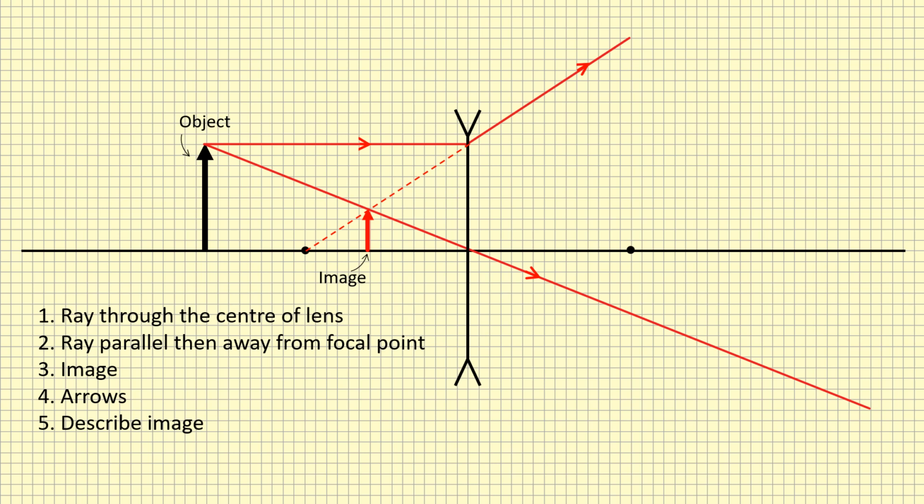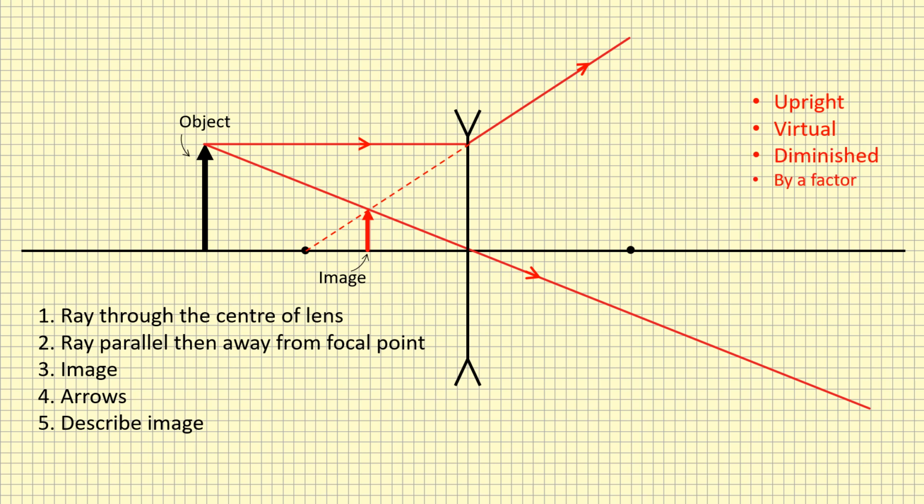Okay, now time to describe the image. Is it upright or inverted? So as you can see, the arrow is pointing upwards for the image, so it's upright. Is it real or virtual? Well, we're using a dotted line there. That's a construction line. It's not an actual ray that's going through there. So that means the rays aren't actually meeting together. So it's a virtual image. Is it magnified or diminished? As you can see, the image is smaller, so it's diminished.